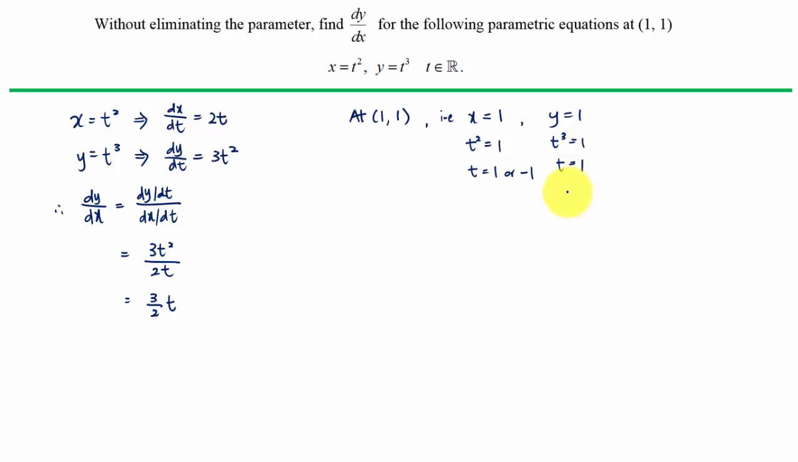Therefore, to find the value of t to substitute into this expression, we would have to take t equal to 1 to be consistent at the point (1, 1). So we will reject this value of minus 1 over here. So when t is equal to 1, the value of dy/dx will simply be 3 over 2 times 1, which is simply 3 over 2.